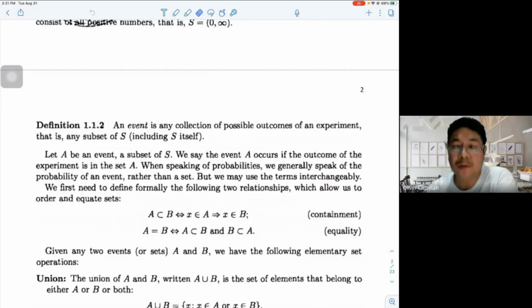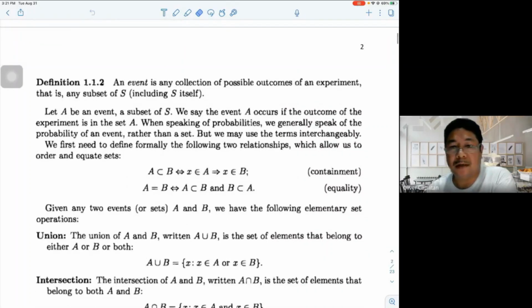And then we have here two relationships that are very important. Say if we're going to show A is a subset of B, we have here for the containment, if and only if X is an element of A, that would imply that X is an element of B. And if we're going to show two sets are equal, that means if and only if A is contained in B and B is contained in A, or A contains B and then B contains A.